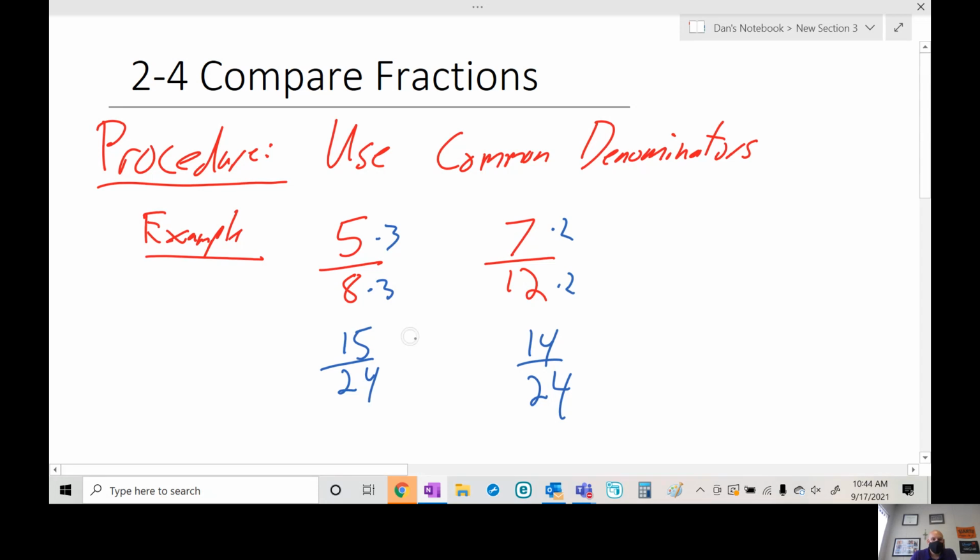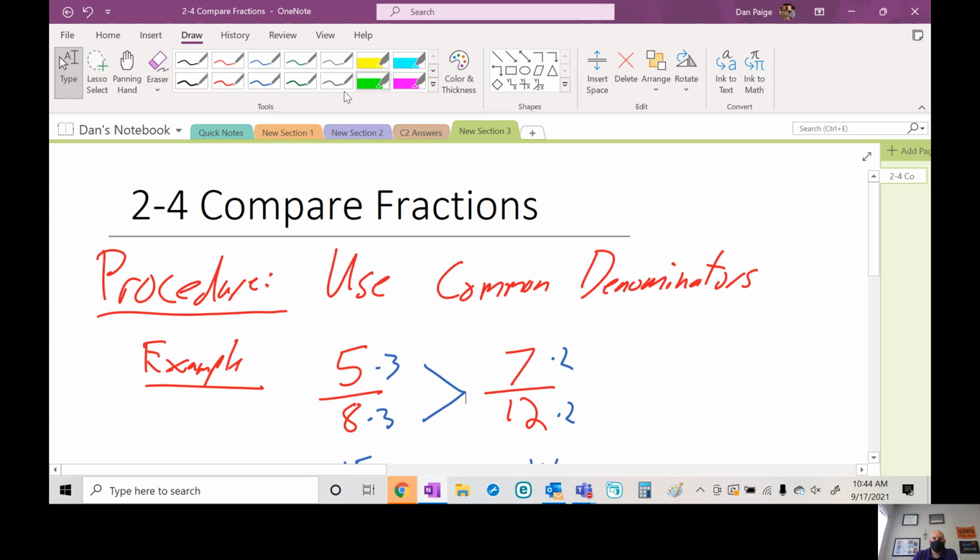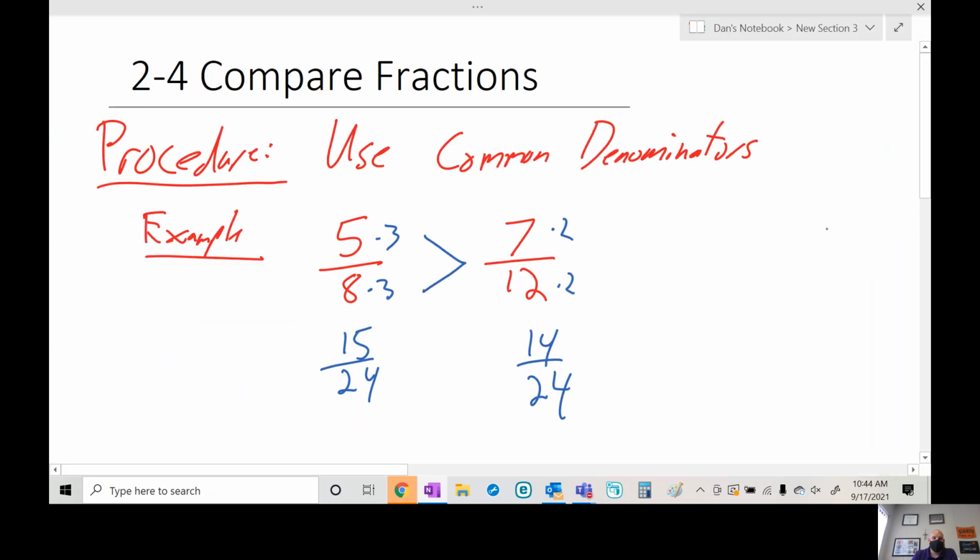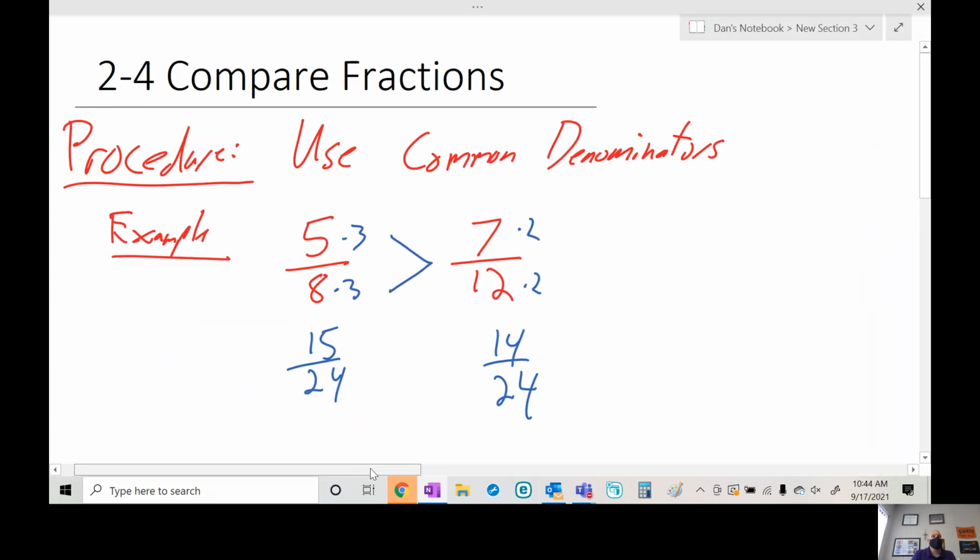Now we can tell which one's bigger. Which one's bigger? The 5/8. So then we'll go back to the original problem and we'll put that one's bigger. It's not that hard. Here's again, the reason why we're doing this.